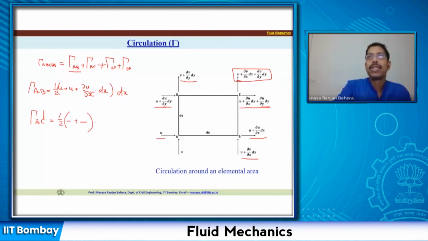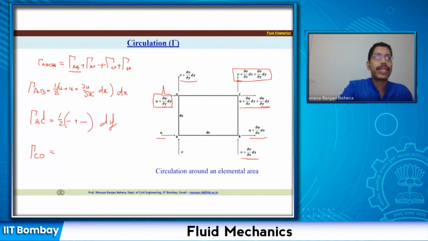Multiplied by the length BC, that is nothing but your dy. Now let us calculate the circulation over CD. If you take the line segment CD, what is the velocity here? The velocity along this line is u plus dou u by dou y dy, and here u plus dou u by dou x dx plus dou u by dou y dy.